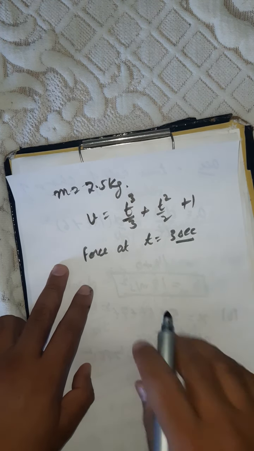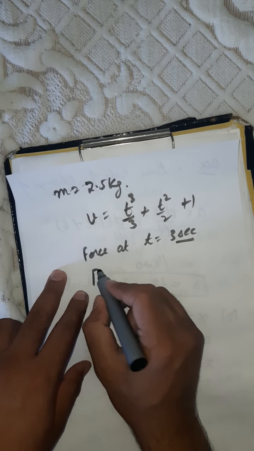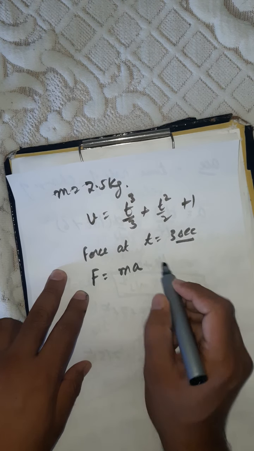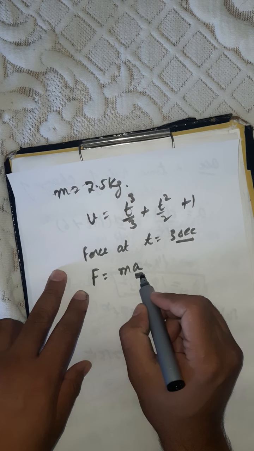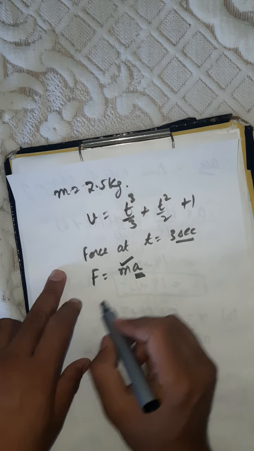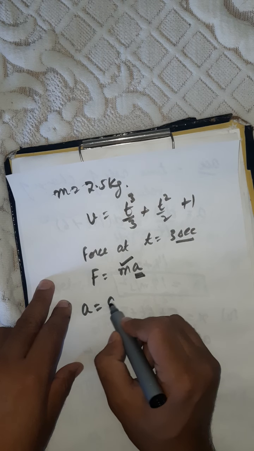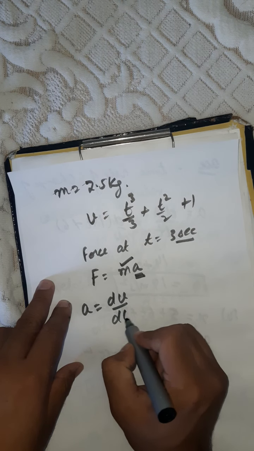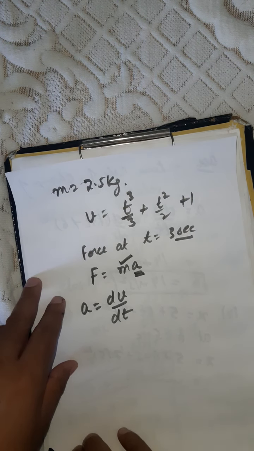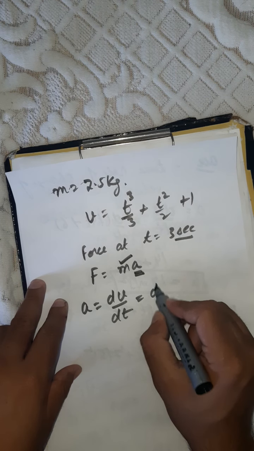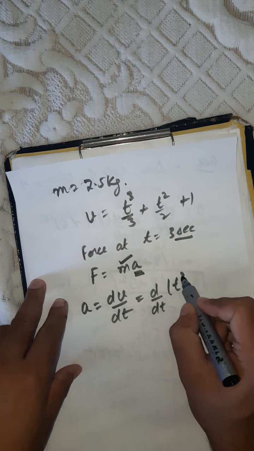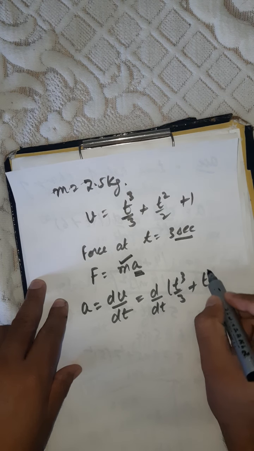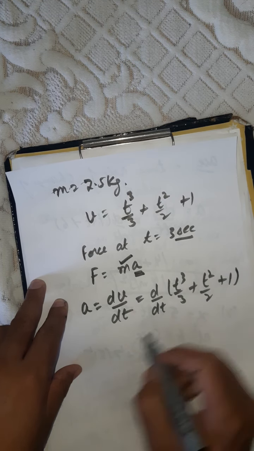Now you have to know what is force. Force is equal to mass into acceleration. Yes, we have done it in ninth class. So we have to calculate acceleration because mass is with us. We have just done acceleration is equal to dv by dt, that is the rate of change of velocity. So what is the value of v here? It is t cube by 3 plus t square by 2 plus 1.